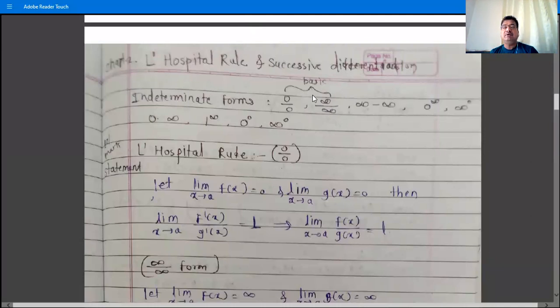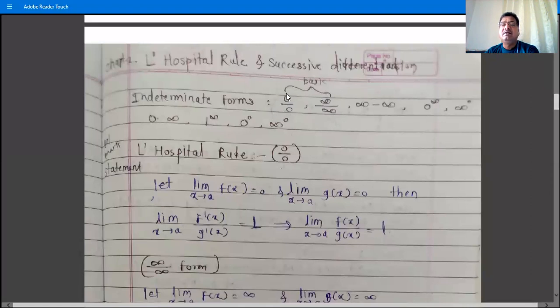Indeterminate forms means what? 0 by 0. No one knows the value of this 0 by 0. Infinity by infinity. These are indeterminate forms. Still, the value of 0 by 0 is not determined by any mathematician. That is, 0 by 0 value is either 1 or infinity or 0, because we know some rules of division.